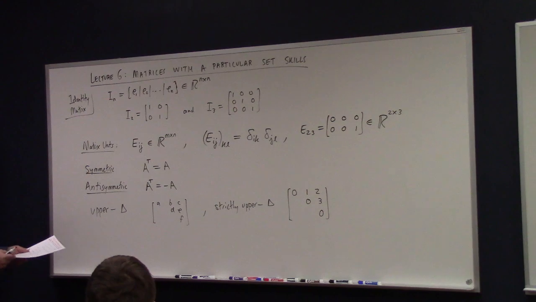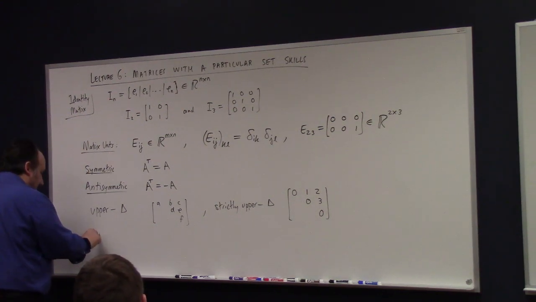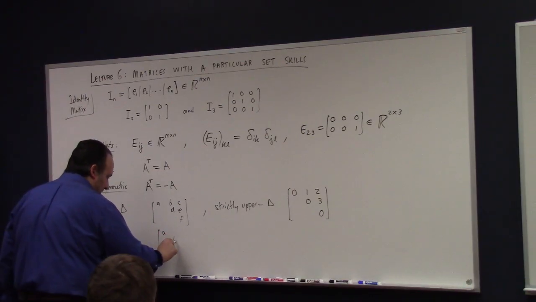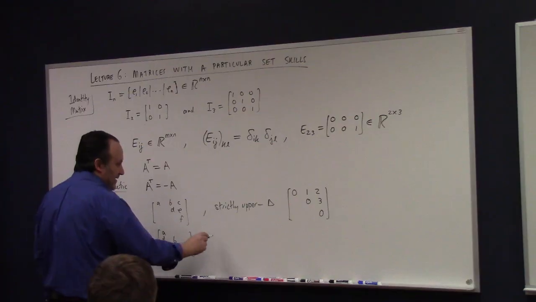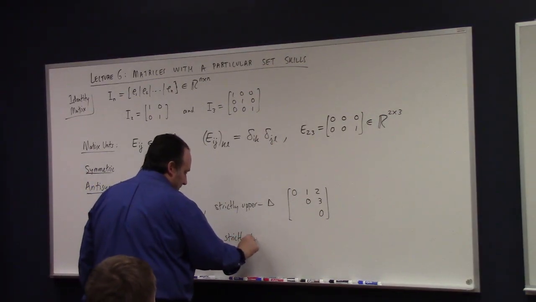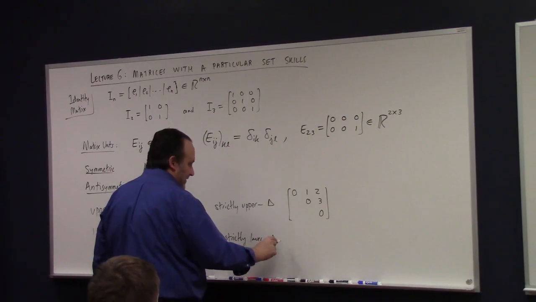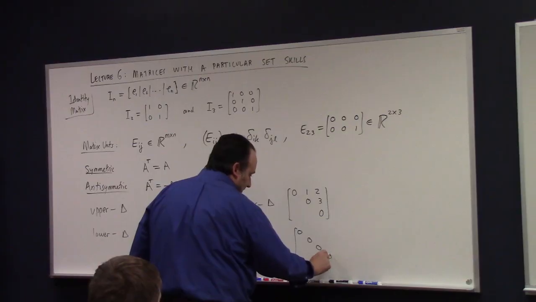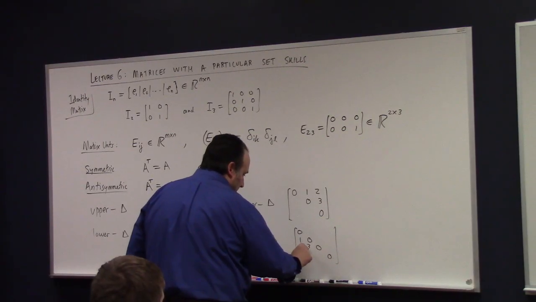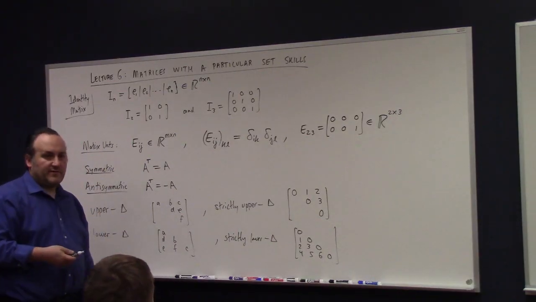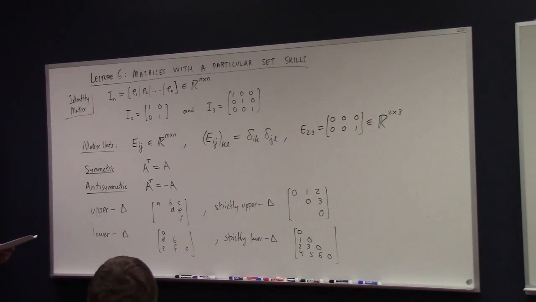There's also lower triangular, right? And those look like A, B, C, D, E, F, and like that. And of course you've got strictly lower, which is what? Strictly lower triangular means what? Something like, I'll do a 4x4. 0, 0, 0, 0, 1, 2, 3, 4, 5, 6. This would be an example of a strictly lower triangular matrix, right?